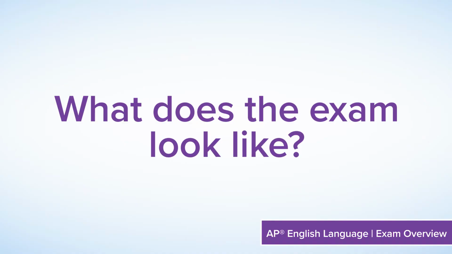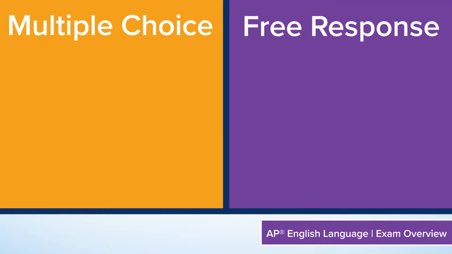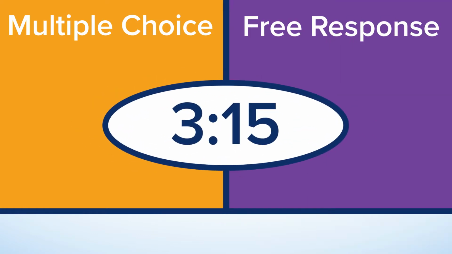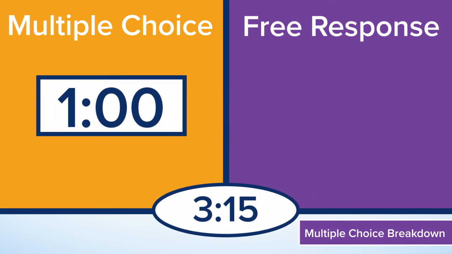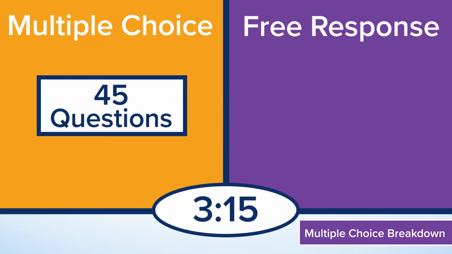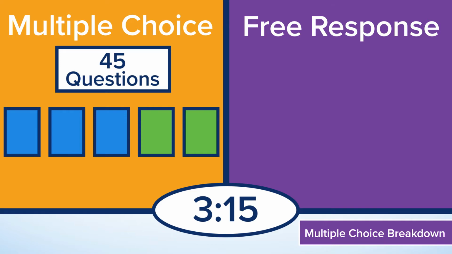So now let's talk about what the exam looks like. So it's made up of a multiple choice section and a free response section. And in total, you have 3 hours and 15 minutes. For the multiple choice section, you'll have 1 hour, and you'll have 45 questions that correspond to 5 different nonfiction passages. 3 of those passages will test you on your reading comprehension skills, with questions that ask about the rhetorical choices, purpose, and theme of texts.